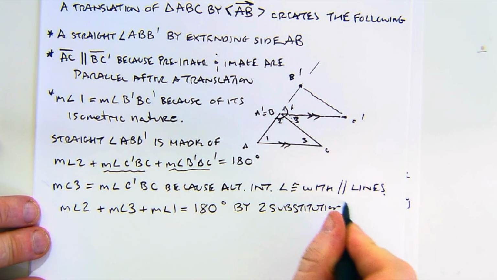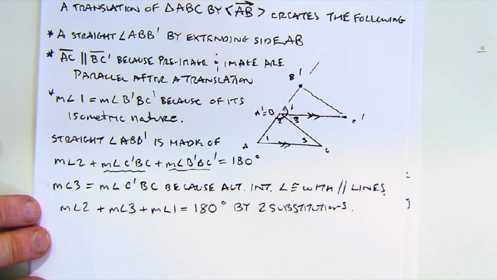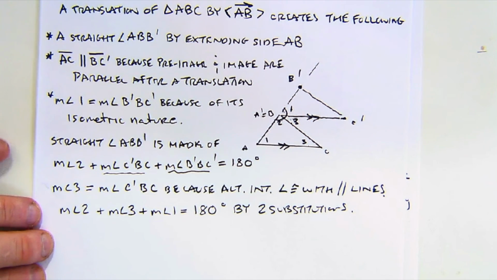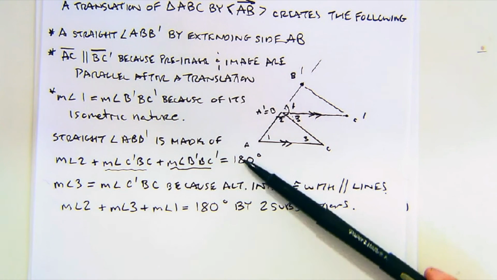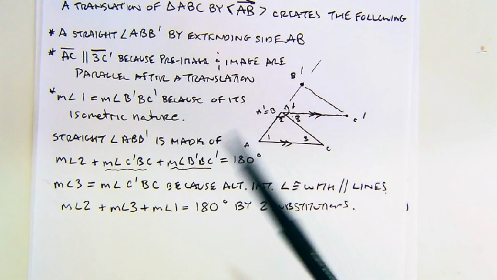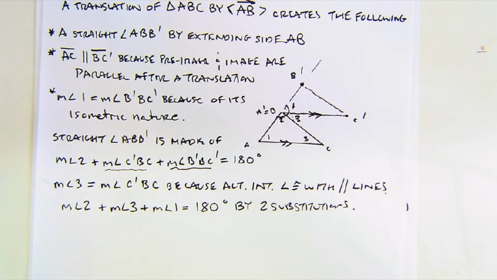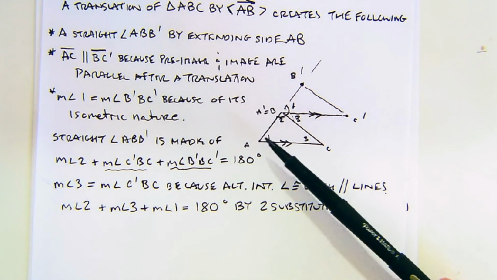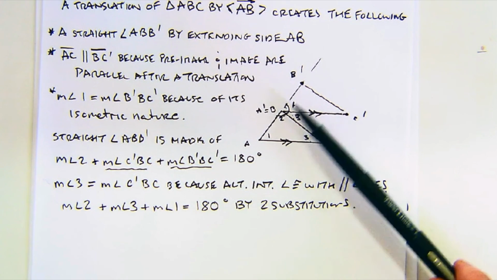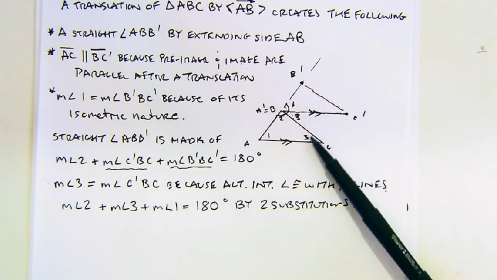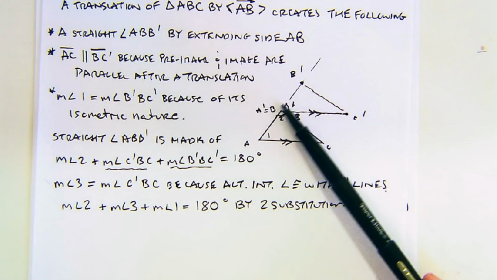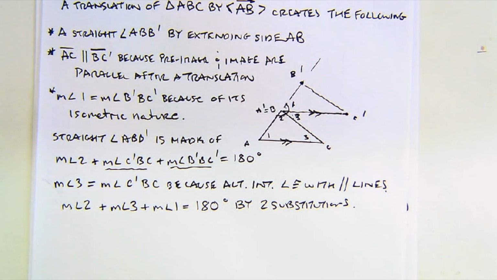And we can rearrange this and make it the same, but I think the idea is there. So this is an interesting approach. Yes, a little more writing, but the logic is still there, right? It's just a matter of expressing the logic. So by extending that side, I made a straight angle. That straight angle is made up of the 3 angles that are there. And then I showed how the isometric translation maps this to this, how it created parallel lines that allows me to say alternate interior, and then 1, 2, and 3 add up to 180. A nice little proof.